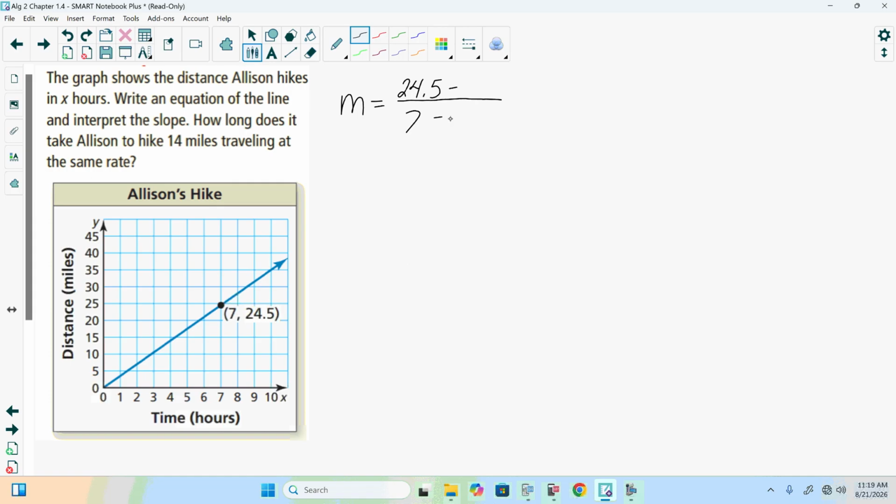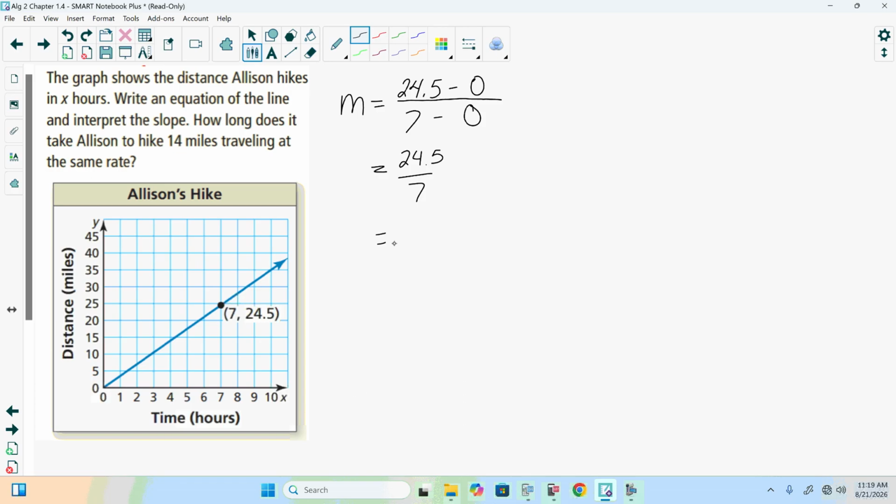So y2 minus y1 over x2 minus x1. I put the y value on top, the x value on the bottom. That's a good question. At this point, it's just been coincidental that the bigger number's been going on top. Now, 24.5 minus 0 is 24.5. 7 minus 0 is 7.